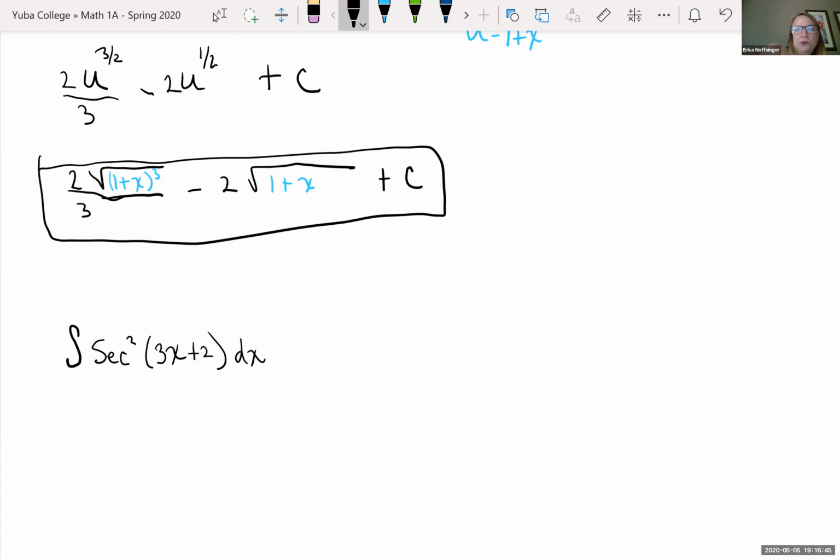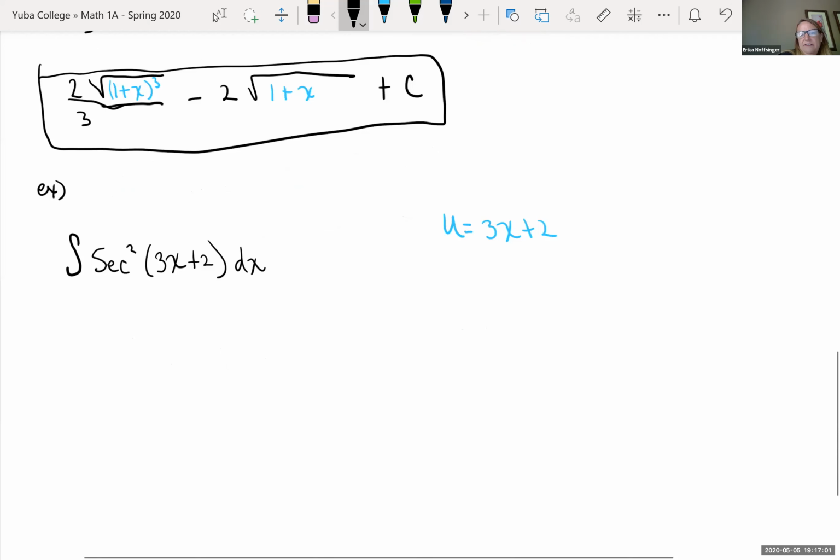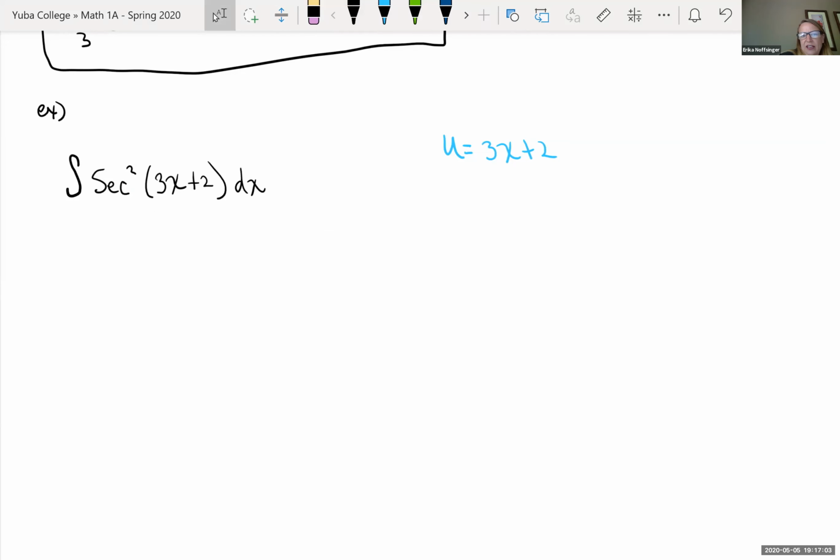So if we choose u to equal 3x plus 2, this is another example. I've got to figure out what u is so we can integrate. We know how to integrate, or hopefully we know how to integrate, secant squared of u. So take the derivative of both sides.